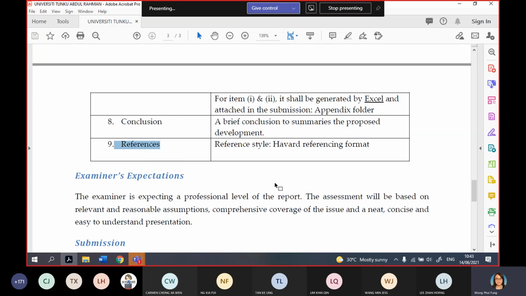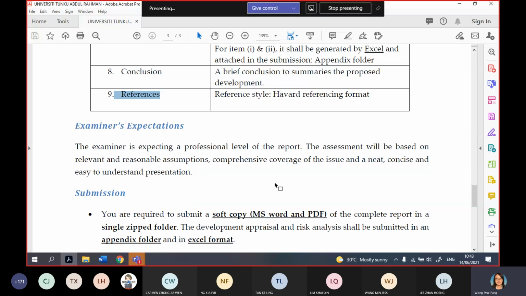My expectation is a very professional level of report. The assessment will be based on the relevant and reasonable assumptions that you make, coverage of the issues, and a neat, concise, and easy to understand presentation. I don't look at quantity. Don't give me 200 pages. I only look at quality. I want to see how you concise the information. Don't just dump everything into the report, cut and paste, without any discussion.